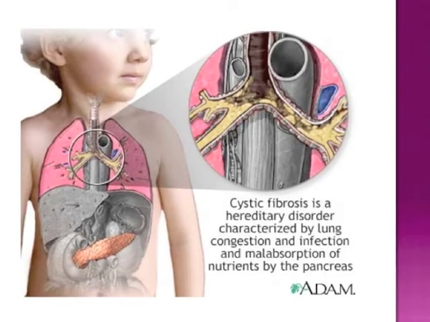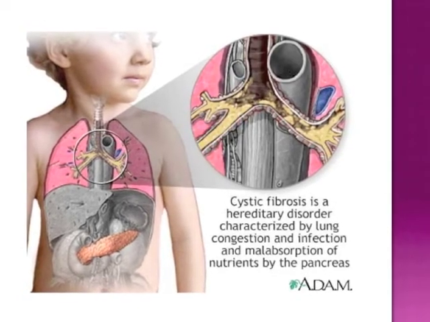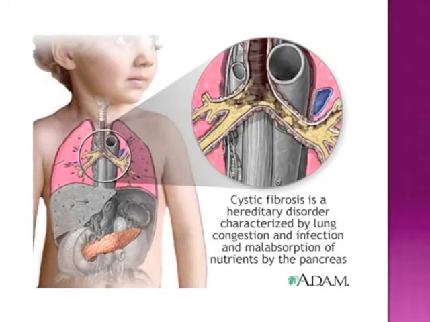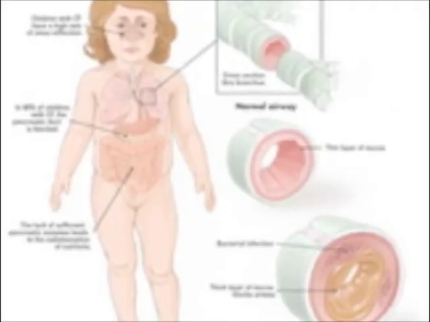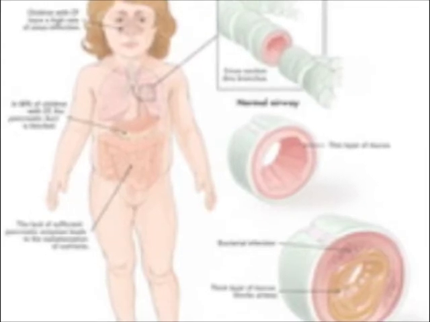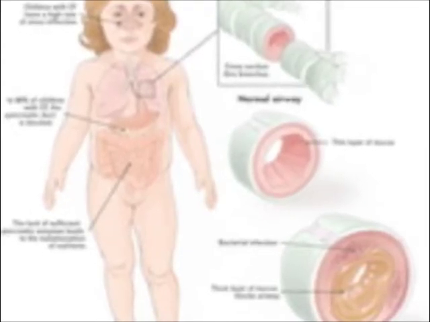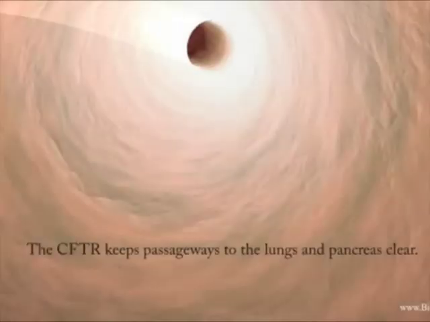The normal CFTR protein product is a chloride channel protein found in membranes of cells that line passageways of the lungs, liver, pancreas, intestines, reproductive tract, and skin. CFTR is also involved in the regulation of other transport passageways. The CFTR keeps passageways to the lungs and pancreas clear.